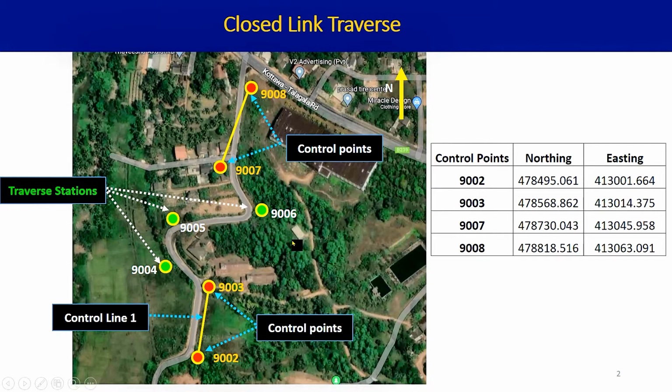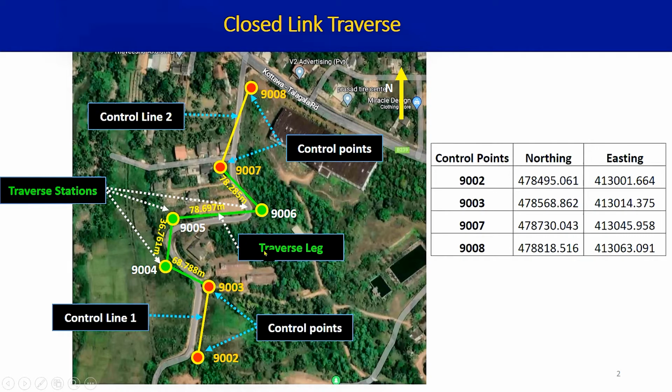Once the survey is completed and we find out the coordinates, they will become secondary control points. All the control points established by DGPS are known as primary control points. After computing the error, these traverse stations will become secondary control points. And the lines joining the traverse stations are known as traverse legs.